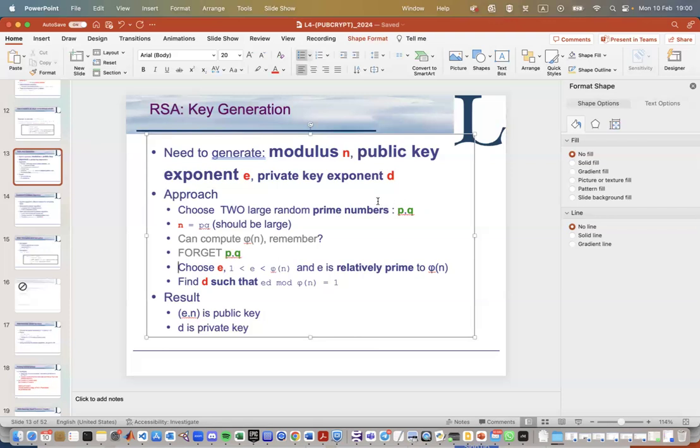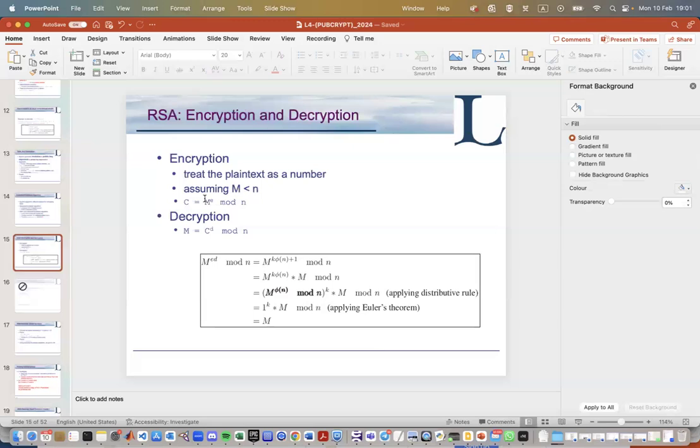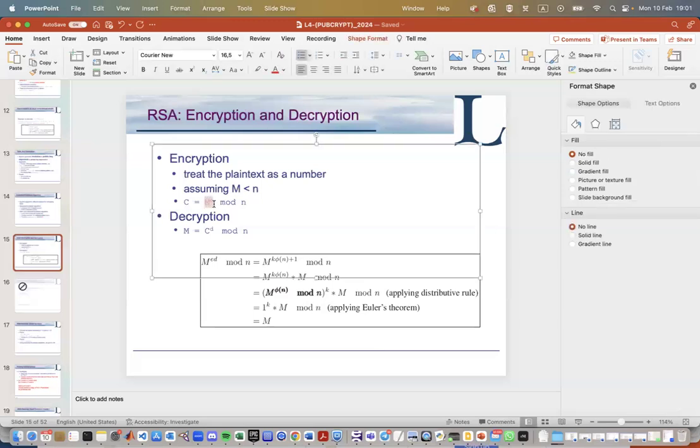But in this case, the problem is that you cannot control the size of E. So this E can be very, very large. And remember why it is a problem. The problem is that the encryption is still raising to the power. So this is a very expensive and long operation. Raising to a very large power for a computer is a kind of tricky business.